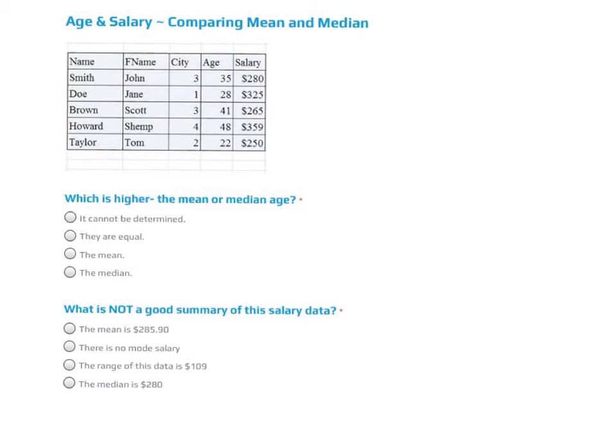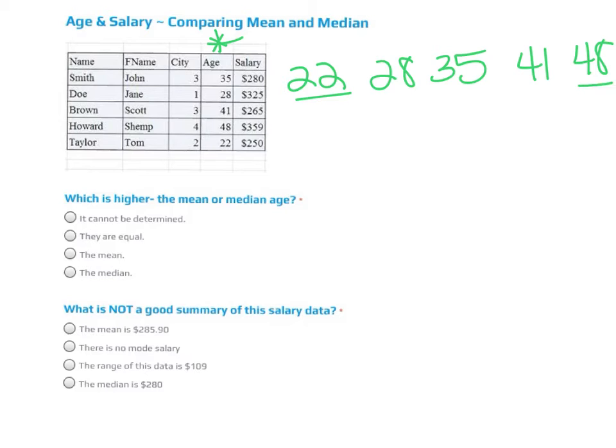A couple more questions comparing measures of central tendency. The first question is which is higher, the mean or median age? So I am looking at my age category, and I will want to solve those. If I find the median, I would want to put those in order from least to greatest. And that would go 22, 28, 35, 41, and 48. And my number in the middle is 35. So my median is 35.